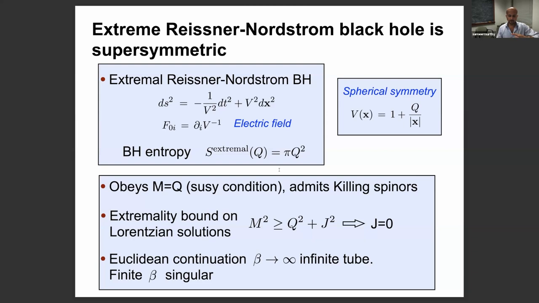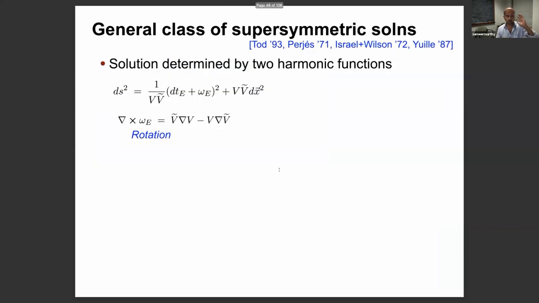But now I want to go to supergravity and only impose the BPS condition. I just want to ask what is the class of supersymmetric solutions? This question was asked and answered by Todd, who showed that the most general metric that admits Killing spinors is of this form. Todd was looking at the Lorentzian theory. Here I've already Wick rotated it, but in your mind, you can put a minus one here.